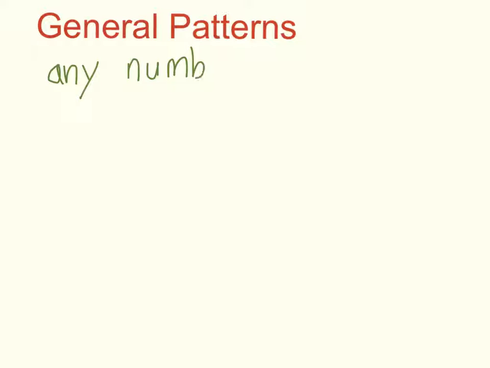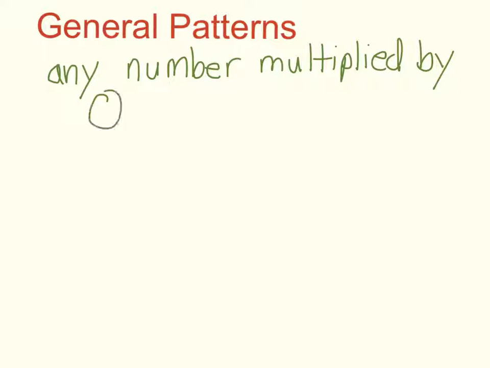This is a general pattern in numbers that you probably already know. If I take any number and I multiply by 0, any number multiplied by 0 will equal what? I bet you know the answer, and that is 0. Any number multiplied by 0 will equal 0. So that's a general pattern with numbers.